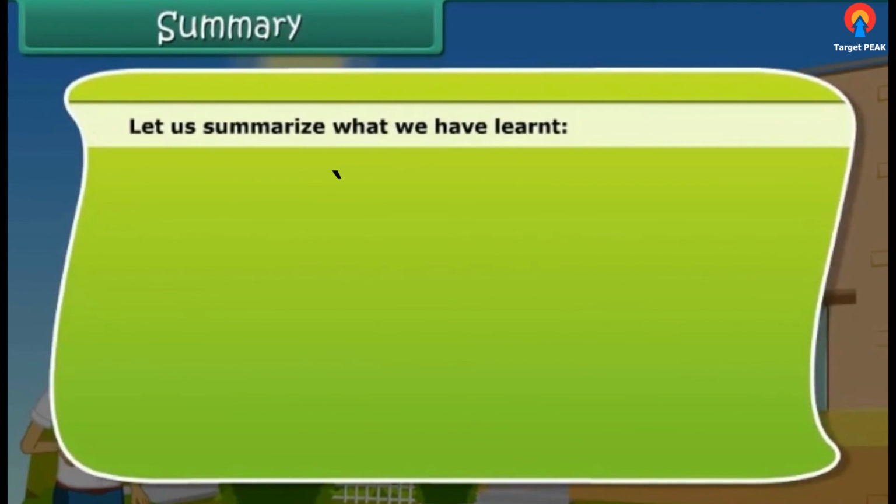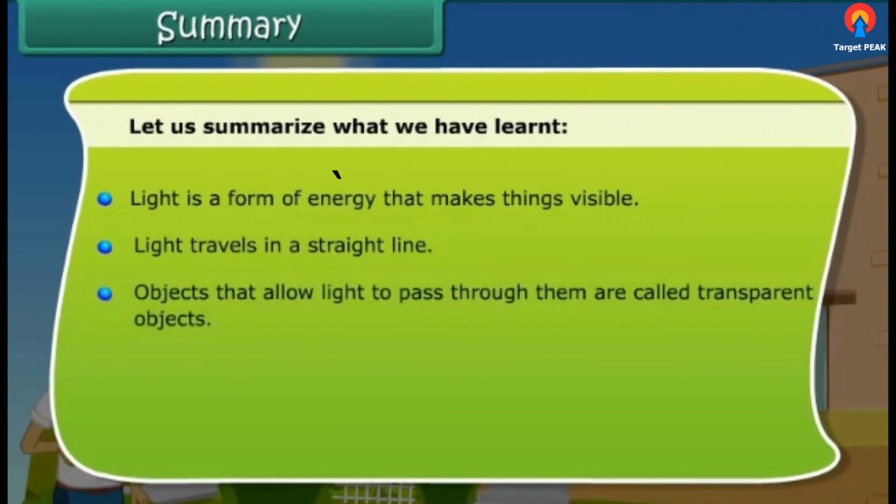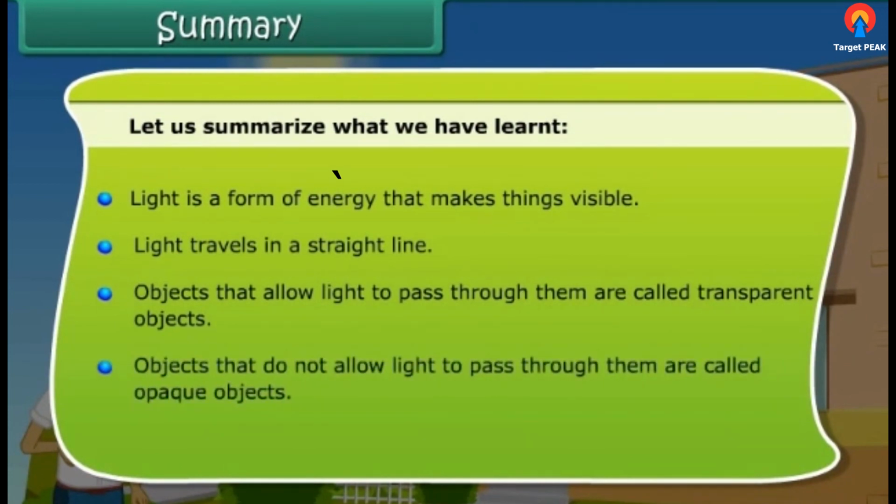Let us summarize what we have learned. Light is a form of energy that makes things visible. Light travels in a straight line. Objects that allow light to pass through them are called transparent objects. Objects that do not allow light to pass through them are called opaque objects.